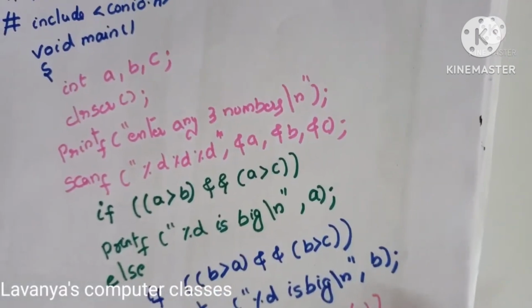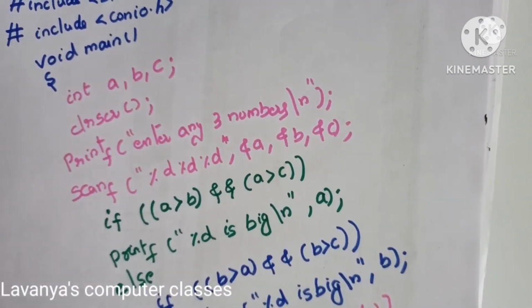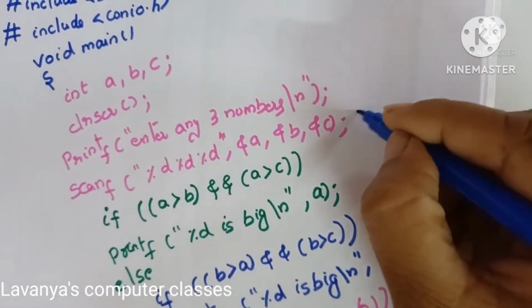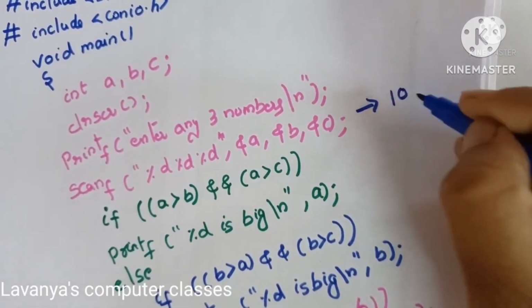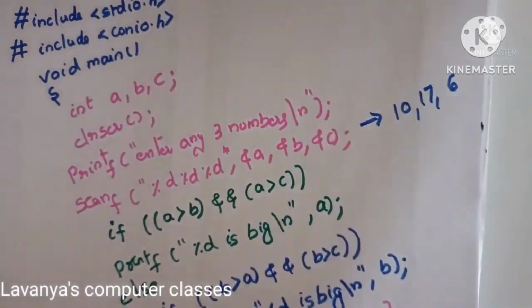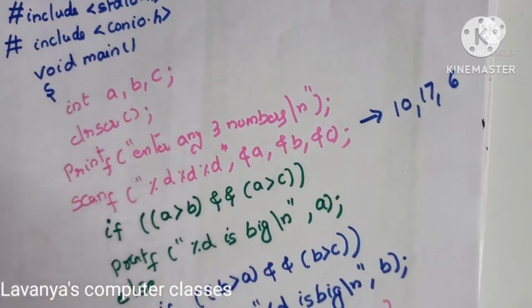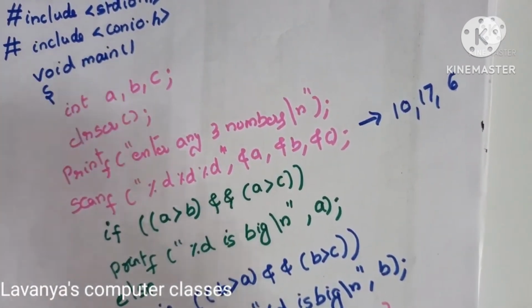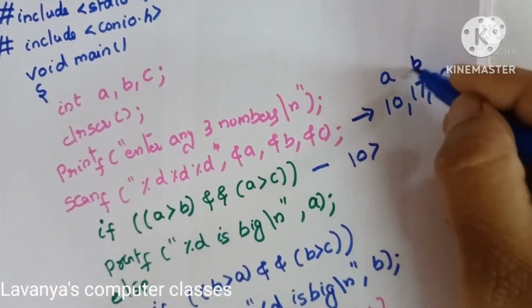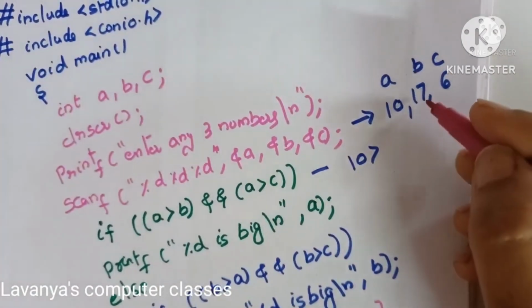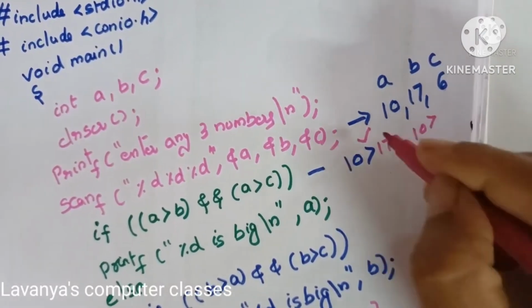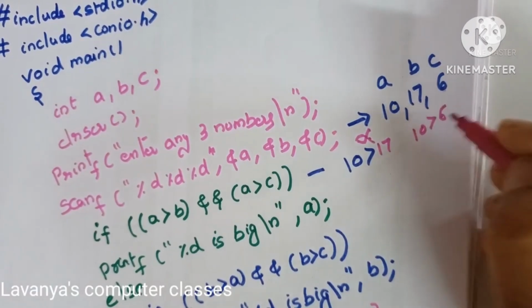Now I will explain with this. This is the C language program for biggest of 3 numbers. Now we will take some example numbers. Enter any 3 values a, b, c. For example, we take 10, 17, then 6. Now we go for evaluation. First line: a greater than b. 10 greater than 17, this is a, this is b, this is c. Condition is false, and 10 greater than 6 is true.